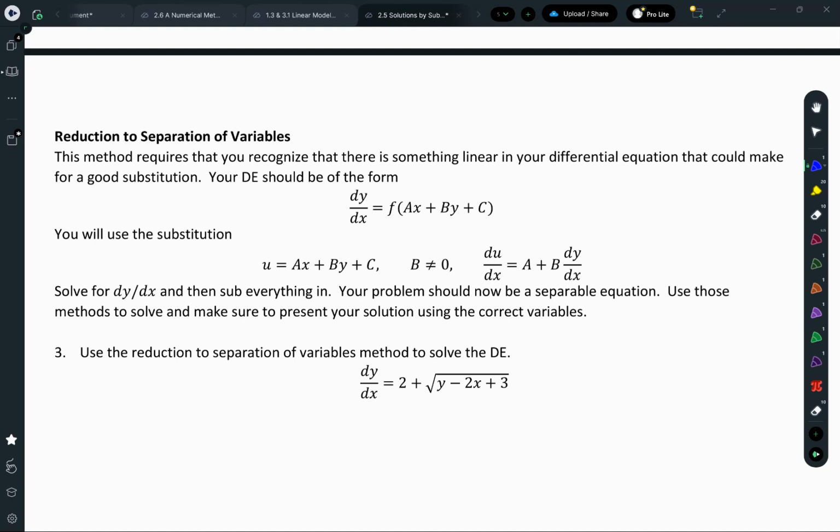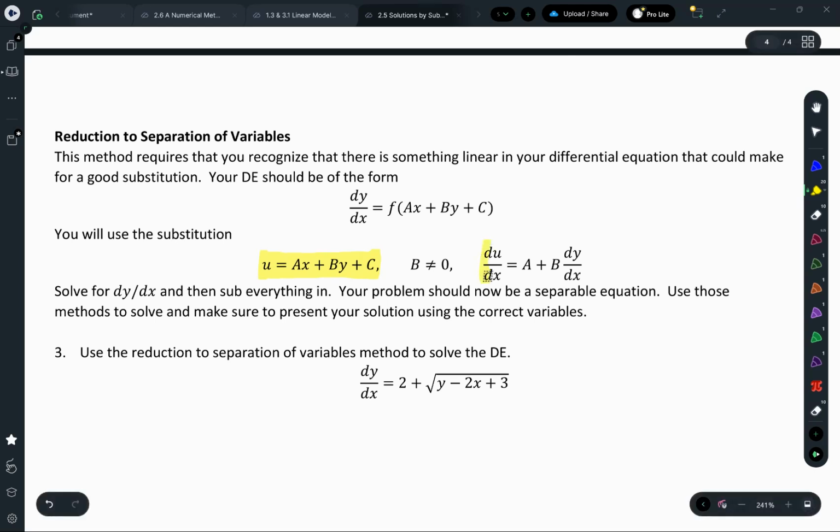And the point of the reduction to separation of variables is hopefully very clear in the title. We are going to use a substitution that reduces our equation to a separation of variables problem. Yay! So homogeneous methods bring us to a separable equation, and so does the reduction to separation of variables. Once we recognize the linear part in our differential equation, we are going to let u be that linear part. Then we're going to calculate du dx, keeping in mind that x is just x and y is a function of x.